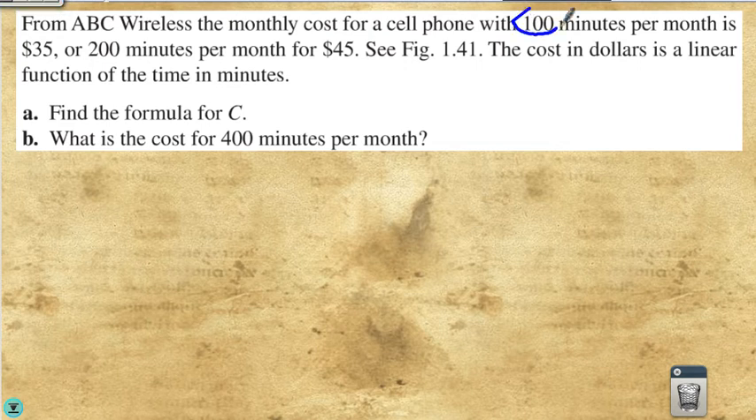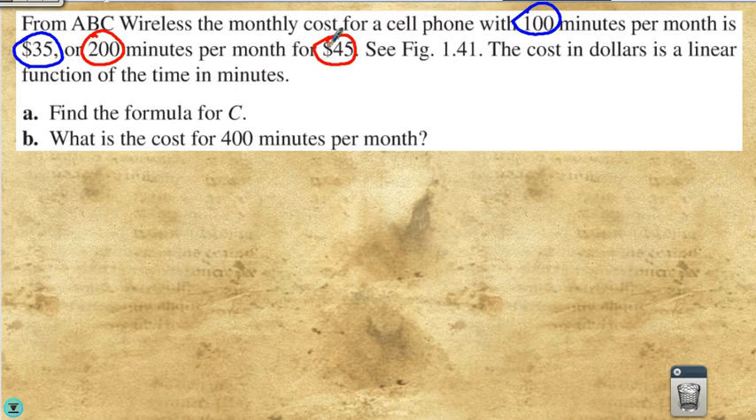100 minutes is $35. You're putting in 100 minutes, you're getting 35. 200 minutes is going to cost you $45. And the question is, what if it's 400 minutes? What's going to be the cost there? What we're going to do is try to find an equation, that way we can plug in any minutes.